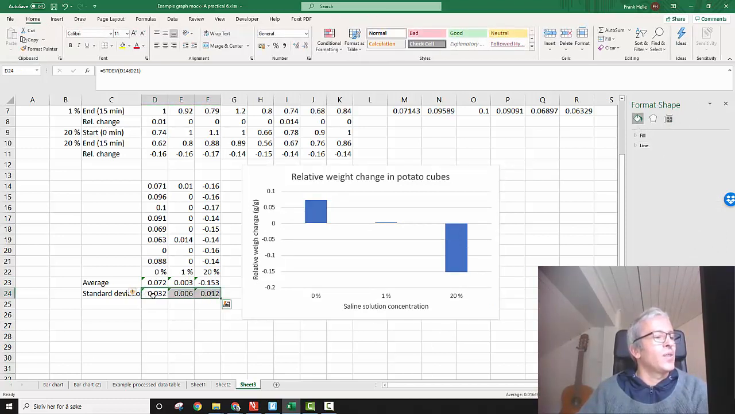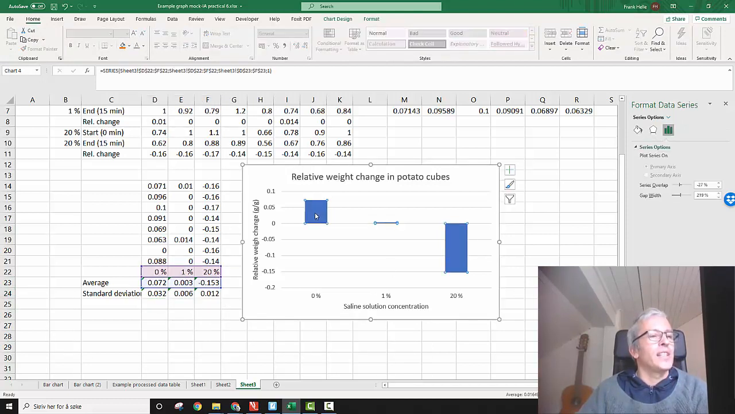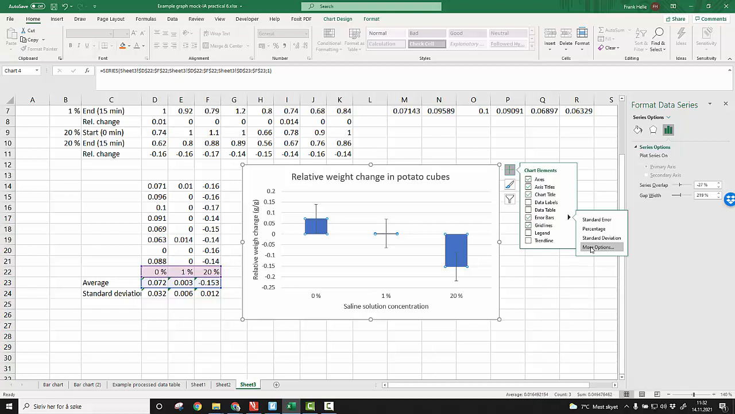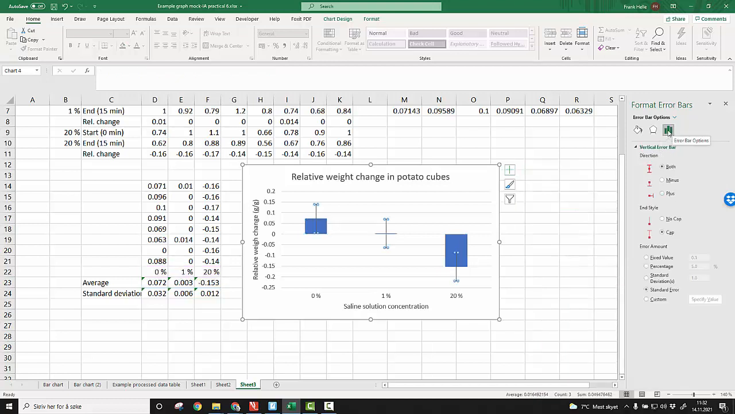So how can we get those into the graph? That is the reason why we're using Excel and not Google Spreadsheets, because this is much easier to do in Excel. First we have to add error bars. So they are here, plus sign, error bars. But we want to use a specific type. You go on more options, and if you are on the rightmost error tab here, you will get this directly. Otherwise you have to press this one.